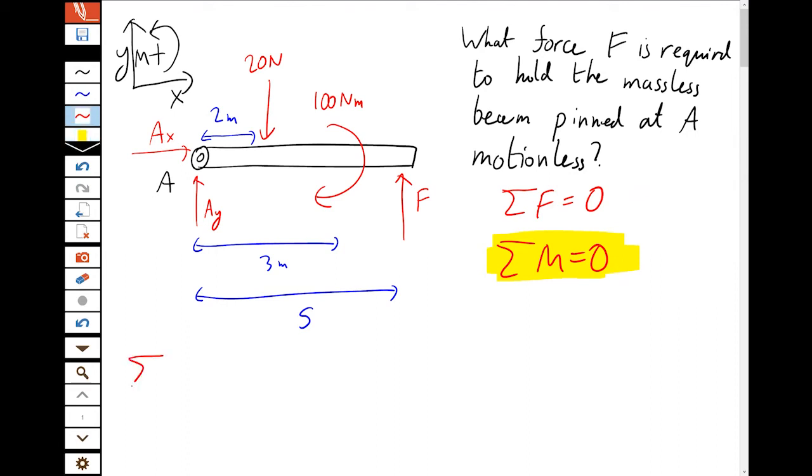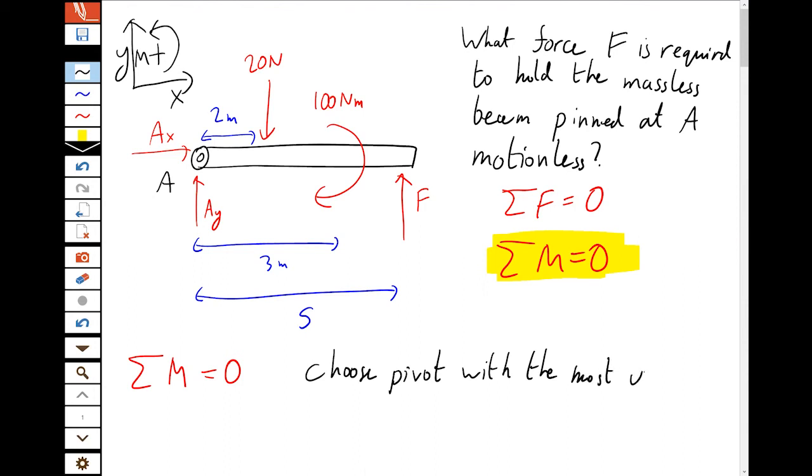And we know if we're calculating the moments, we have to calculate around a pivot point. What pivot point? Well, we always choose the pivot with the most unknowns. Because remember, any unknown acting through the pivot produces 0 moment, so it disappears from our equation. Well, we have 2 candidate points. A has 2 unknowns, and this point over here has 1 unknown. In fact, it actually has 2 because AX goes right through it. So we're okay with either of those.